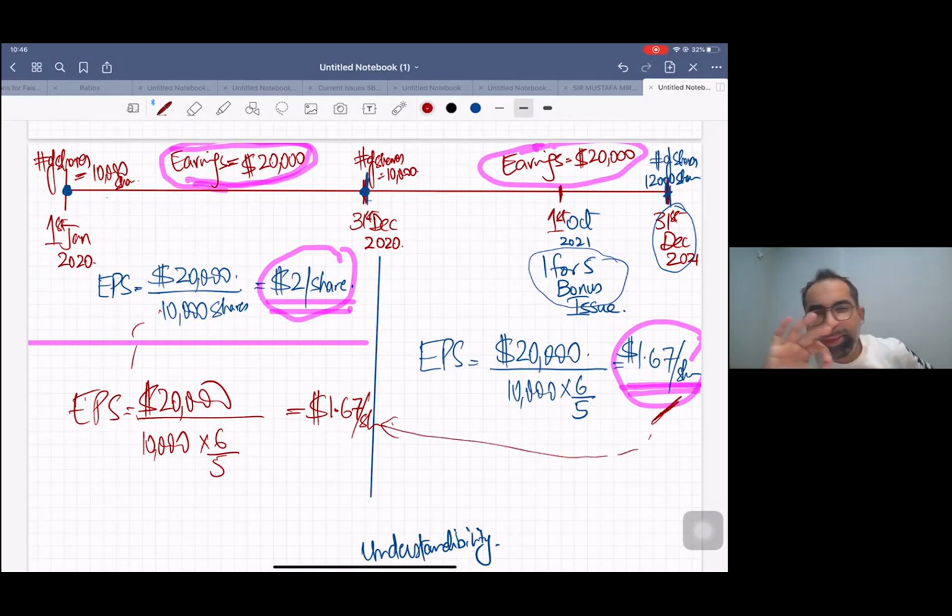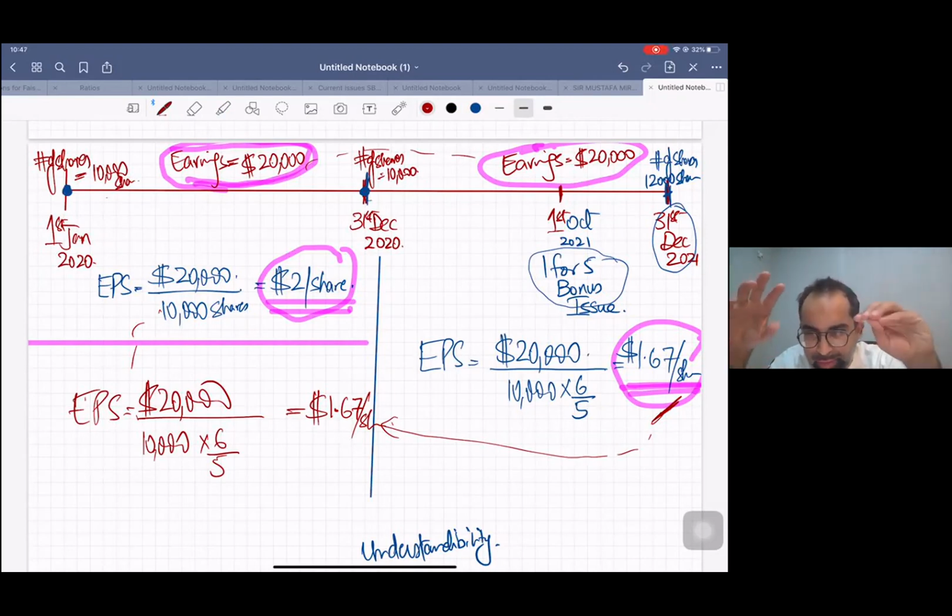So now the shareholder will not be misguided. See, the performance is same, so the EPS is also same. And you know, there is no loss to shareholders. Shareholders have not suffered any loss. We already discussed it with clear logic.